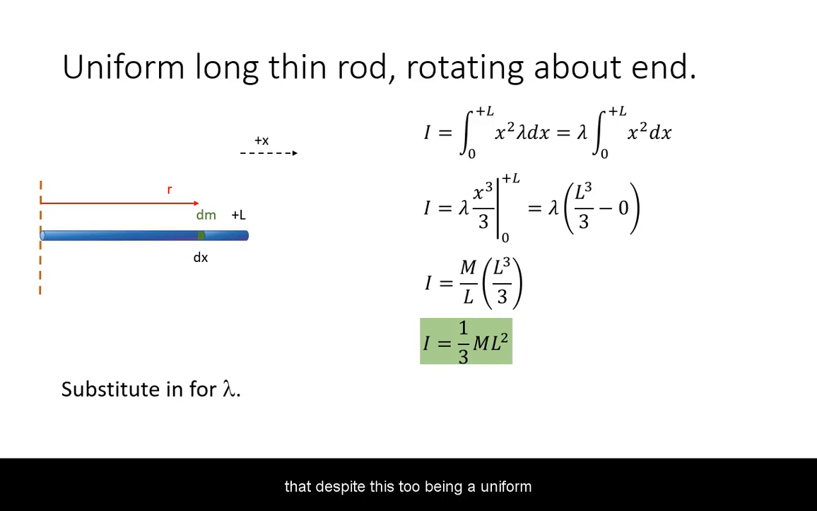Notice that despite this too being a uniform long thin rod, its moment of inertia is a lot greater because we have changed the rotational axis.